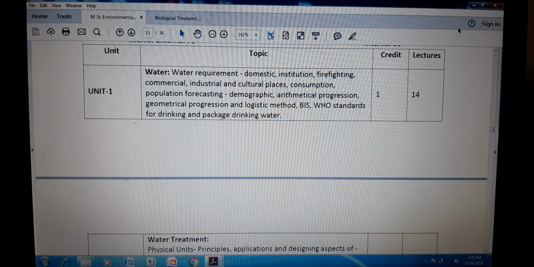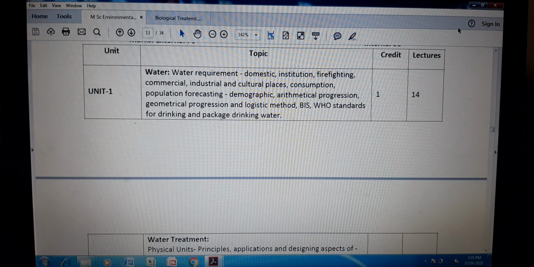Dear students, in the last presentation we have completed unit number 1, and in that unit we have completed the water requirement, utilization of water, and a very important concept, that is population forecasting. In that population forecasting we have completed 9 methods of population forecasting. After this unit number 1 we have also discussed water treatment, that is unit number 2. In that water treatment we have completed the physical unit and chemical unit.